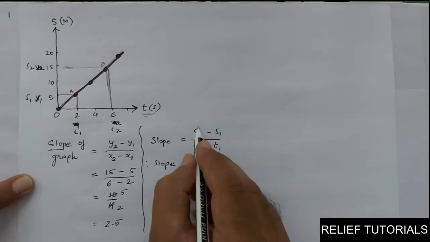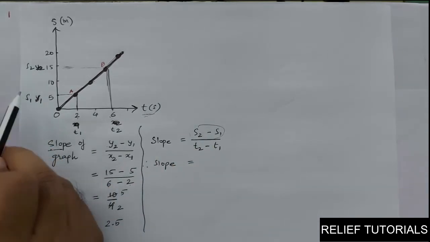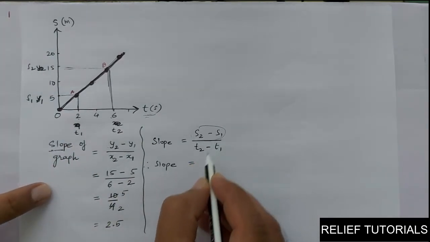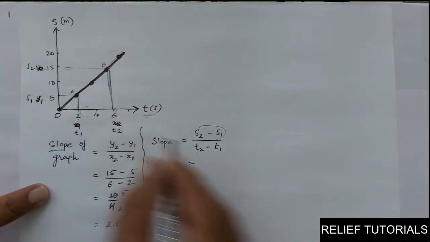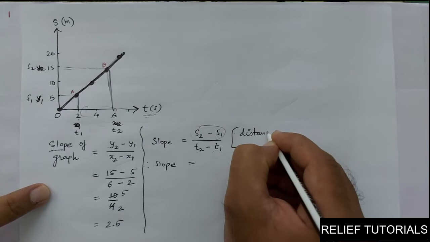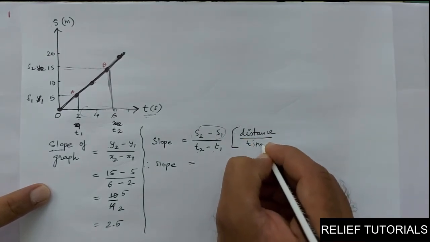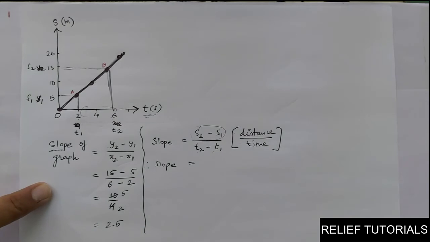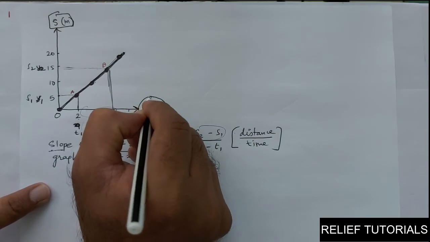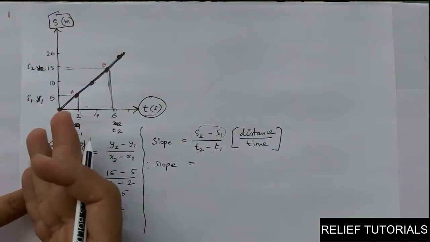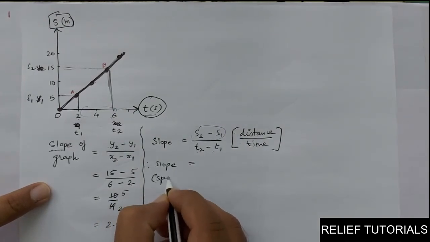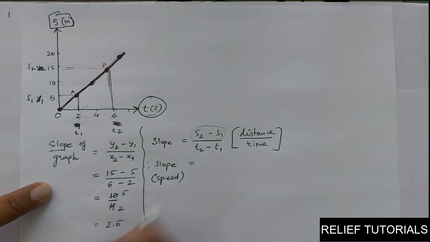What do you mean by this s2 minus s1? s2 minus s1 means the distance traveled during this time interval. And t2 minus t1 means this time interval. So it's nothing but distance upon time. Indirectly I am writing here just for the sake of understanding. Distance upon time means speed here. So if we have the distance versus time graph and you want to find the speed of this particle, you can find the slope. So in the distance versus time graph, slope represents speed.